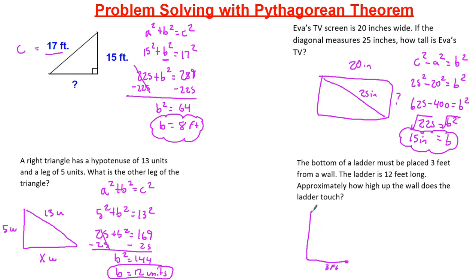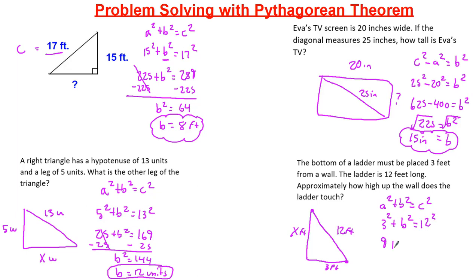The ladder is 12 feet long. So the ladder is leaning against the wall. So the ladder is our hypotenuse. So it's going to be right here. And it's saying that it's 12 feet long. This is what we don't know. This is x feet. So a squared plus b squared is going to be equal to c squared. I know A is 3. B is what I don't know. And then c is going to be equal to 12.